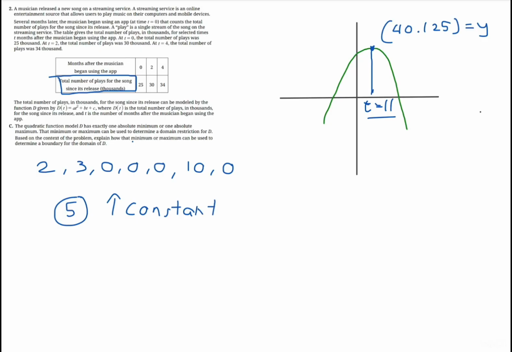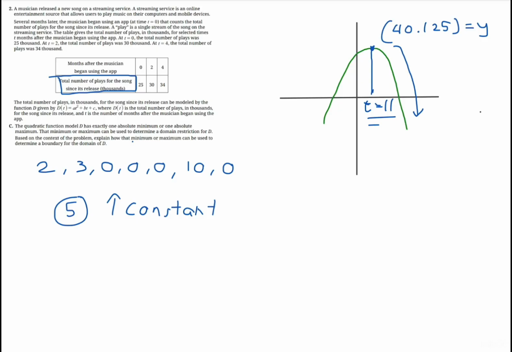We have the total number of plays for this song, okay? Now, as suggested by the graph of d of t here, we have the part decreasing right here. And as I explained earlier, even if the musician gets no views or no plays for a particular period of time, he won't have a negative total number of plays, right? So when I graph the function that we have here into Desmos, I get the maximum at t equal to 11, which is 40.125. What's relevant is t is equal to 11.